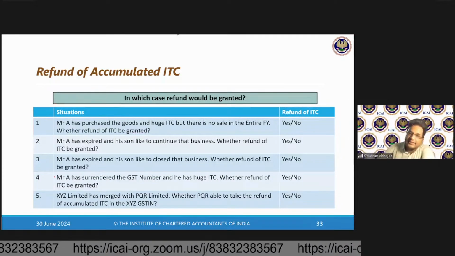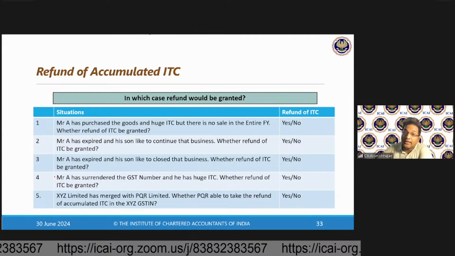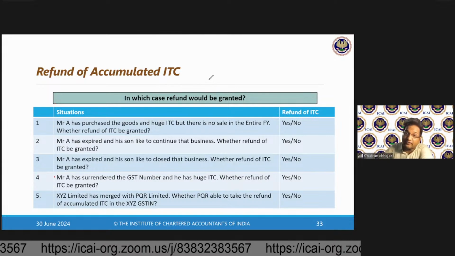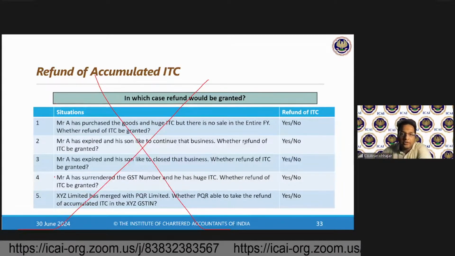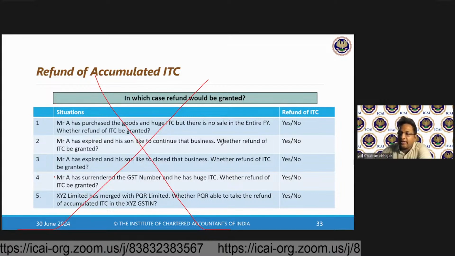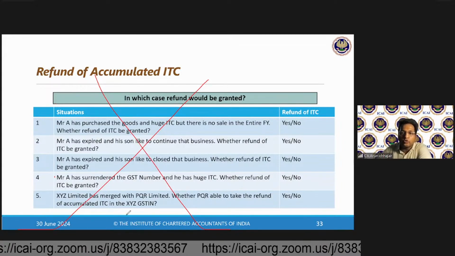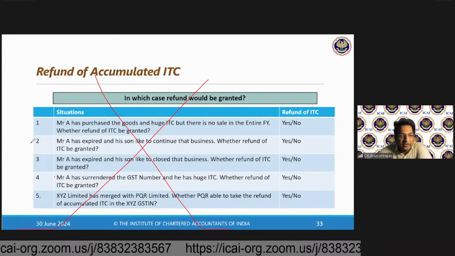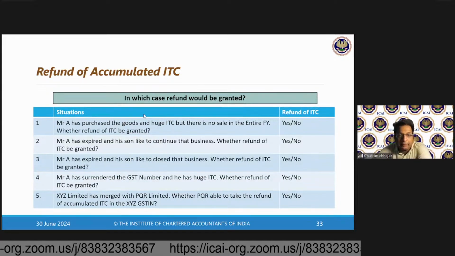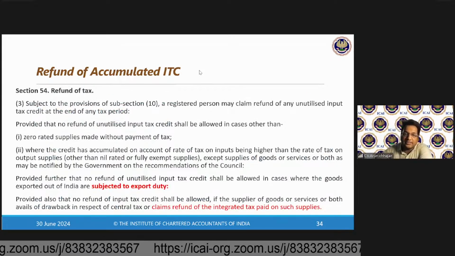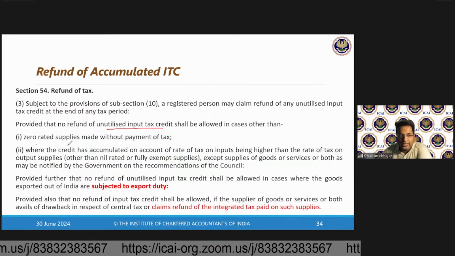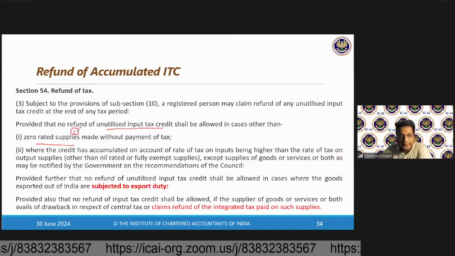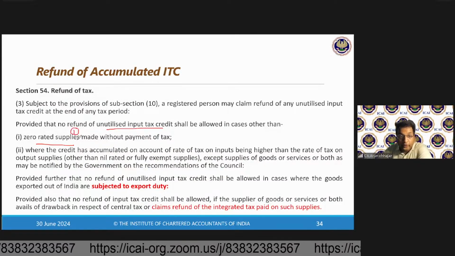So the answer is in none of the cases. In none of the cases you are entitled to take the refund of ITC. Why? Because a refund of ITC is permitted in only two circumstances. First, if you are making zero rated supplies, you can take the refund of ITC under LUT.